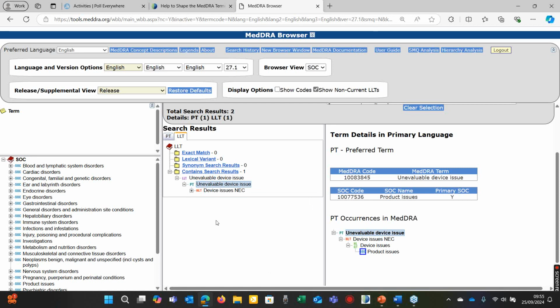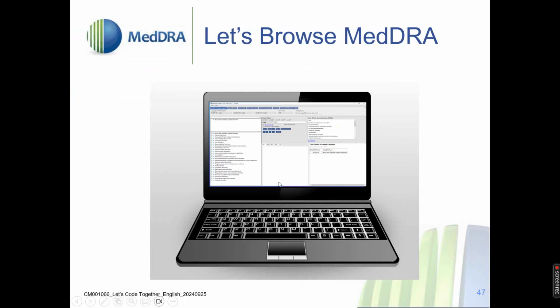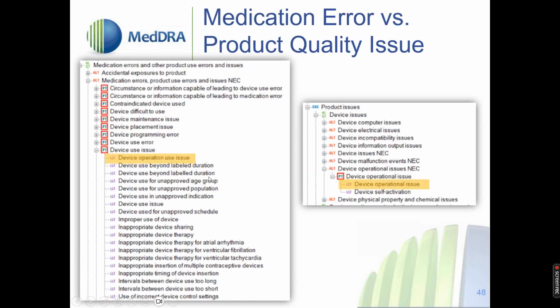Well, now we need to make a decision on which of those. Of the two, going back to our verbatim term, I'm not sure that we can assume that there was an issue with the device. She had a problem with the device, but it could be that it is a use issue. So of those two, I prefer this one, the device operational use issue, and I would feel comfortable using that because we've been told there's a problem using the device, and I like that as a match. If you don't feel comfortable, you could use the unevaluable device issue, but I would feel comfortable with this one.